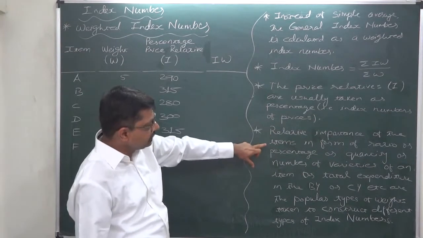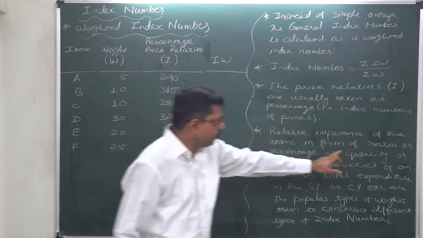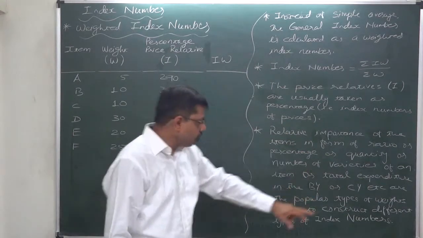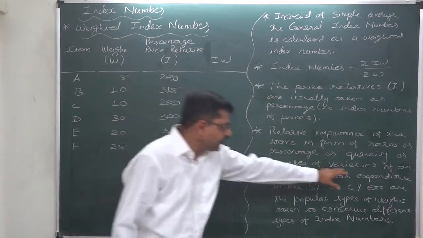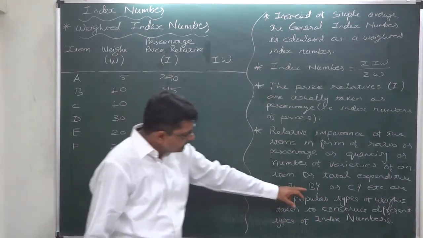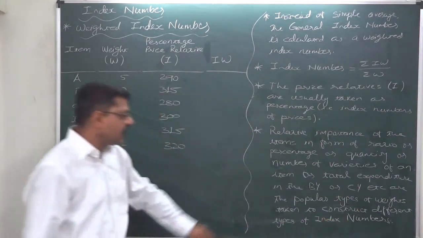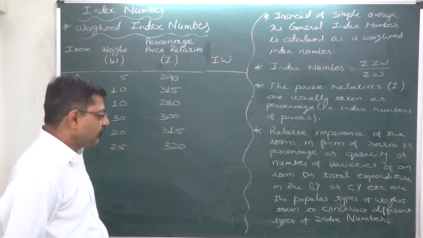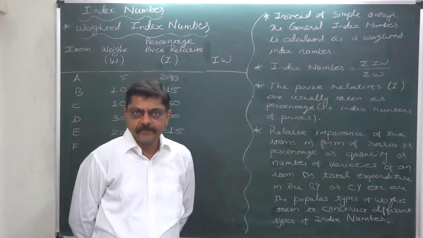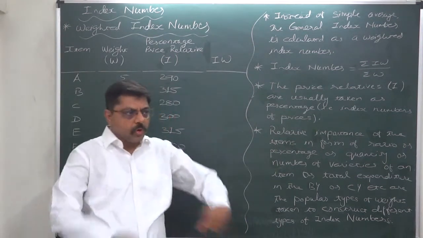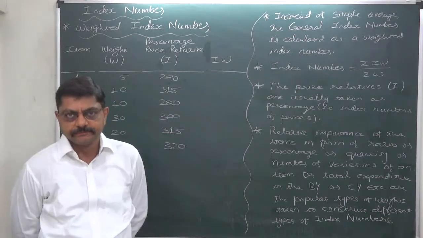Relative importance of the items in the form of ratio or percentage or quantity or number of varieties of an item or total expenditure in the base year or current year, etc. are popular types of weights taken to construct different types of index numbers. Yes, in real life, these are the types of weights.